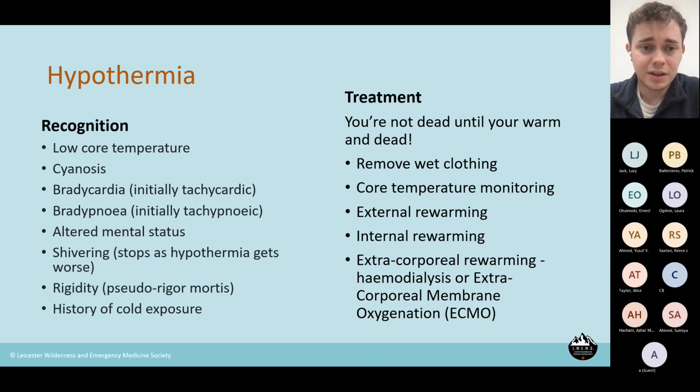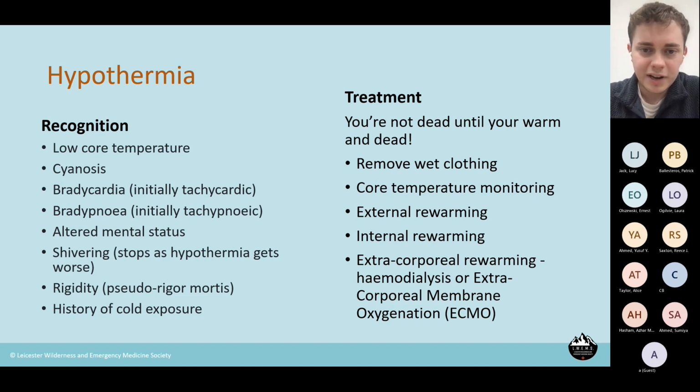In terms of treating hypothermia, you've probably heard the phrase, you're not dead until you're warm and dead. So resuscitation for patients that are in cardiac arrest and are hypothermic is usually very long. Patients that are hypothermic will usually be resuscitated for quite a long time while we're rewarming them. So hypothermia can cause VF, but defibrillation and inotropes and that sort of thing aren't usually effective until the patient is around 30 degrees. So they need to be rewarmed first.